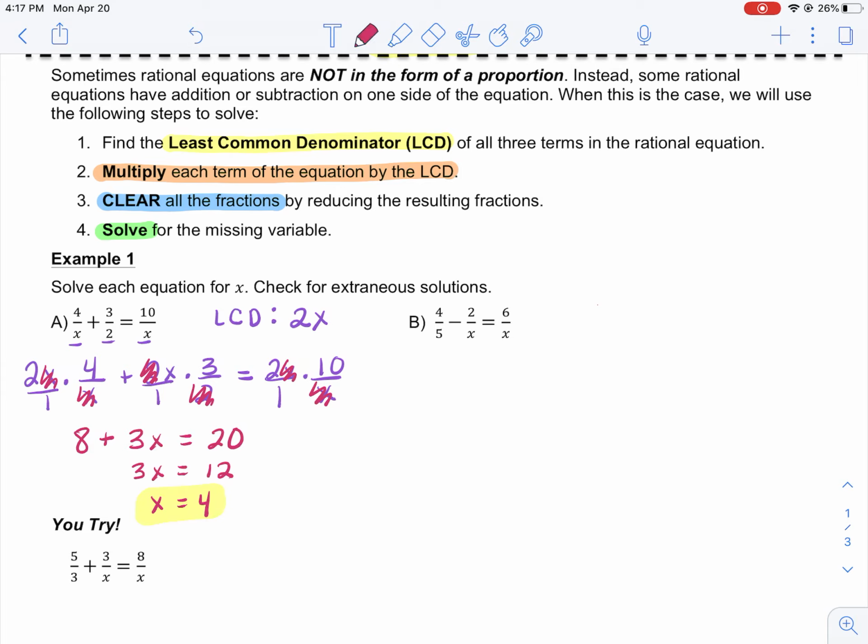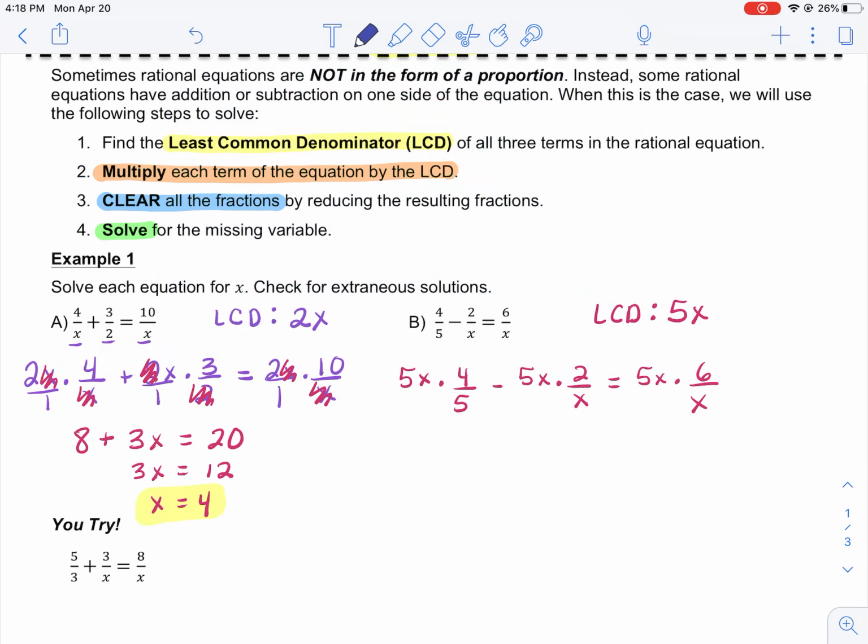All right, so the next one, we start by finding the LCD. Okay, so we have a single 5, so we need to include that in the LCD, and then we have a pair of x's. And so our LCD, we just multiply 5 times x. Okay, so once we find that LCD, we're going to multiply each term by 5x. So I'm going to do 5x times 4 over 5 minus 5x times 2 over x equals 5x times 6 over x. So I multiplied all 3 terms by 5x.